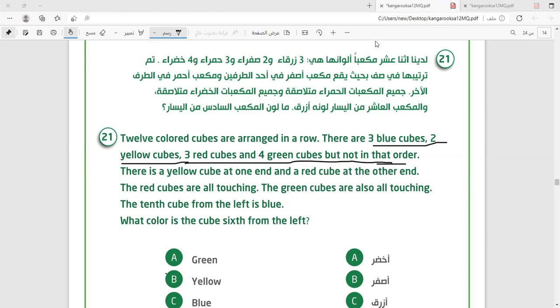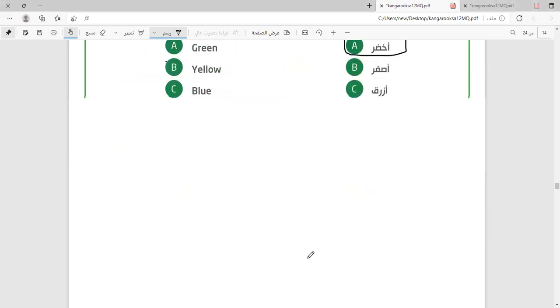And then blue, which we can put in order, like this and like this. Then put the yellow one. So it's all done. So the 6th one is green. So the correct answer is green.